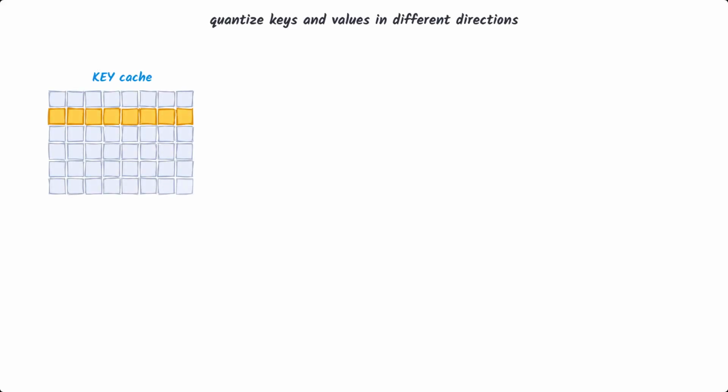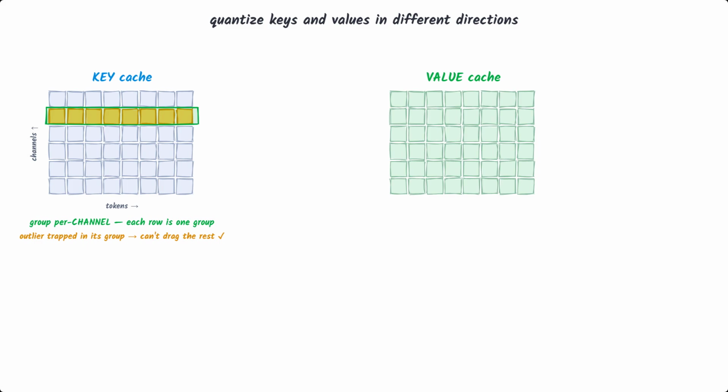So quantize them differently. For the keys, group along each channel, per channel, so a violent outlier channel is isolated in its own group and doesn't drag down the well-behaved ones. For the values, group along each token, per token, because values get mixed together in a sparse weighted sum, and sealing each token's error keeps the few important tokens clean.